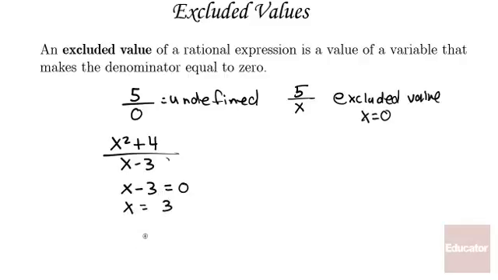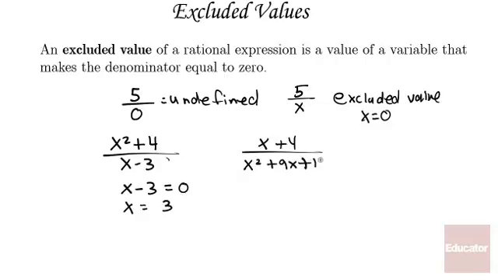You can easily check this. If I put 3 back into the denominator, 3 minus 3 is 0, so I can see that 3 is indeed an excluded value. It's a value for x that would cause the denominator to be 0, which would make this entire expression undefined. Sometimes it can be a little bit more complicated, and it can take some more work to find the excluded values in certain cases.